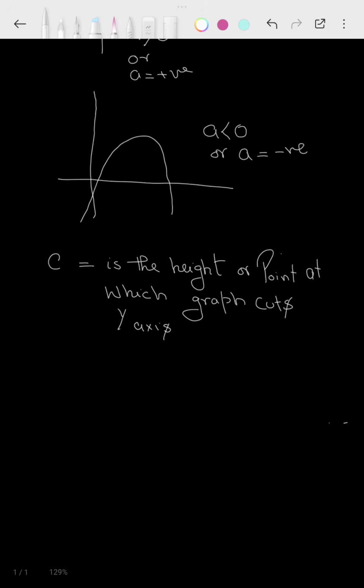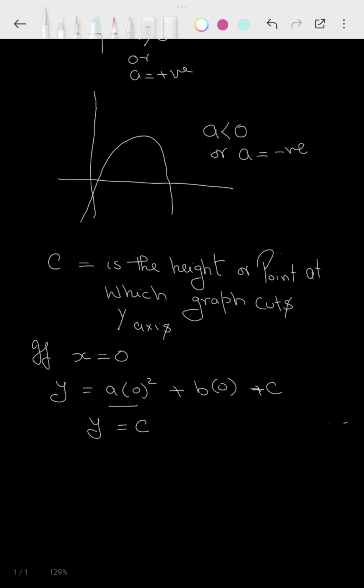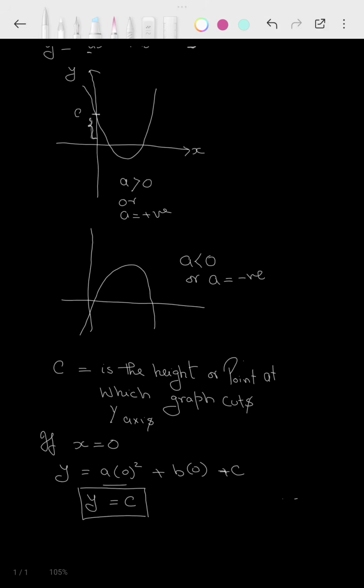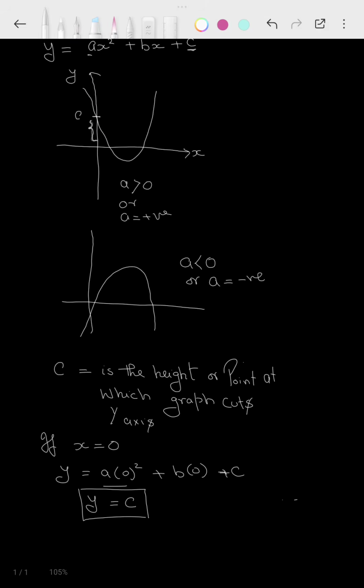This can be understood if we put x is equal to 0 in our quadratic polynomial. See, we get y is equal to ax square, that is 0 square, plus bx, that is 0, plus c. So this first term and the second term becomes 0. So y is equal to c. So c is the point or the intercept where the graph cuts the y-axis.